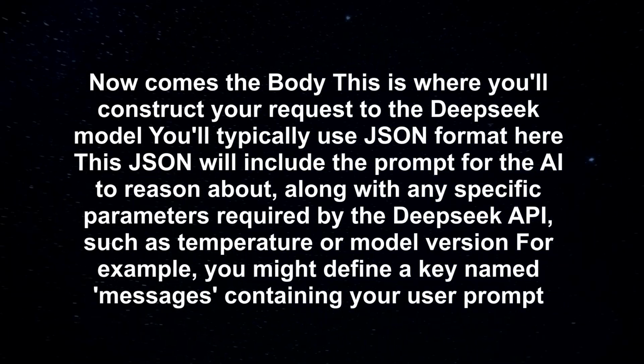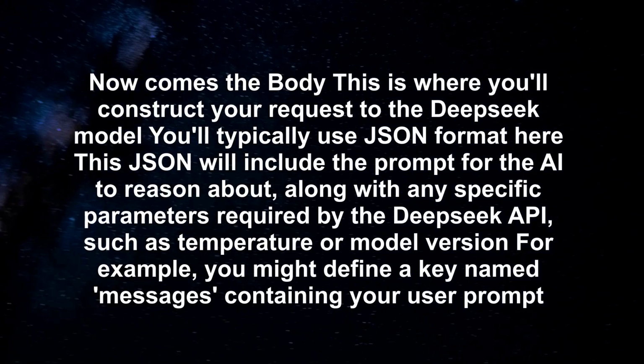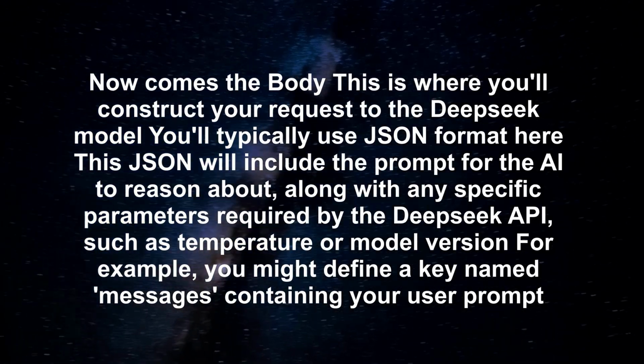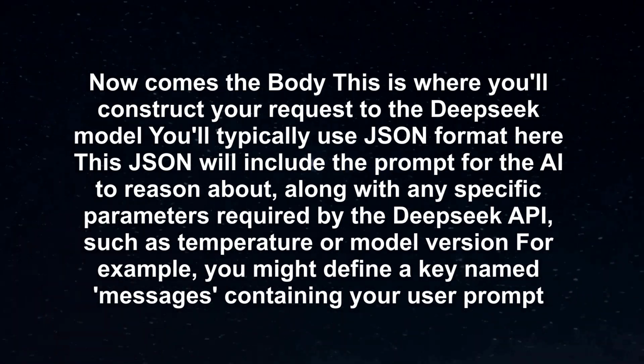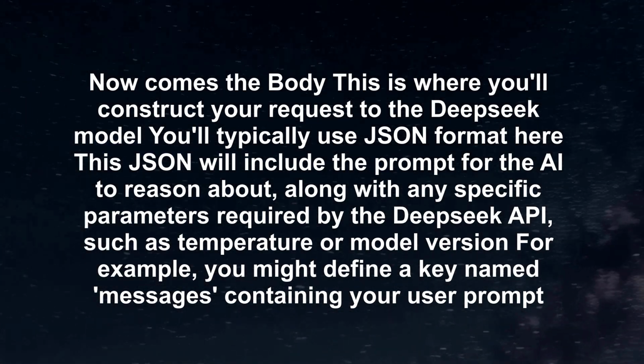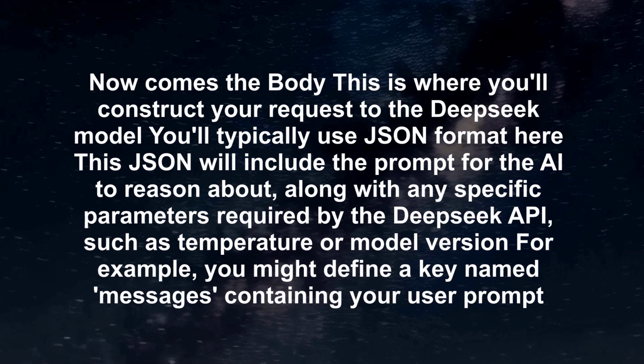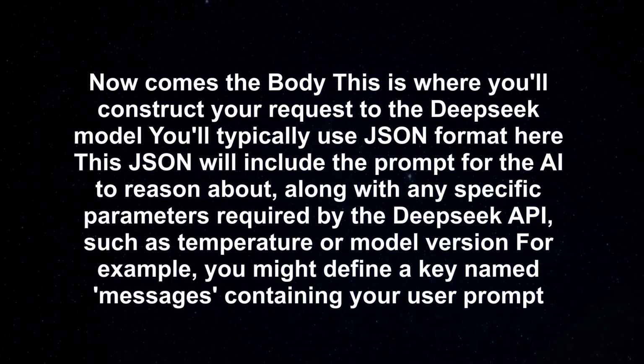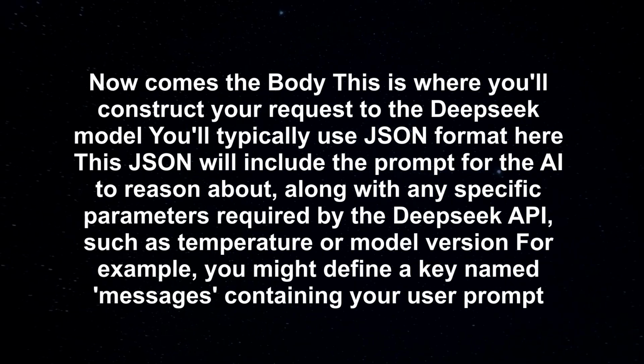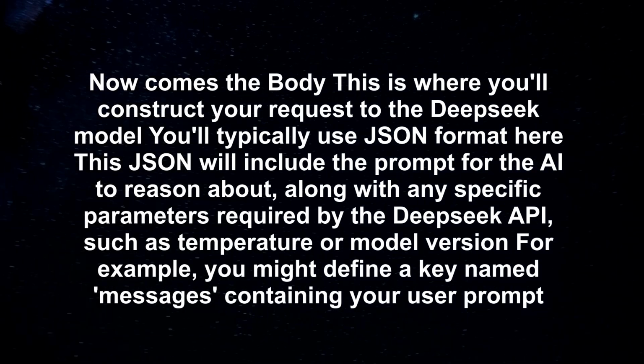Now comes the body. This is where you'll construct your request to the DeepSeek model. You'll typically use JSON format here. This JSON will include the prompt for the AI to reason about, along with any specific parameters required by the DeepSeek API, such as temperature or model version. For example, you might define a key named messages containing your user prompt.